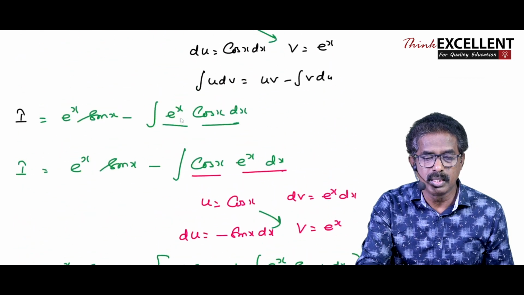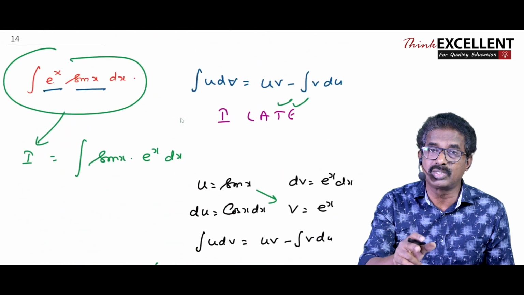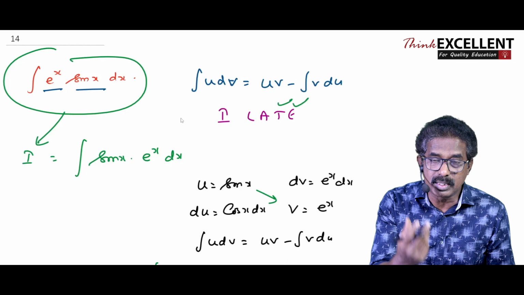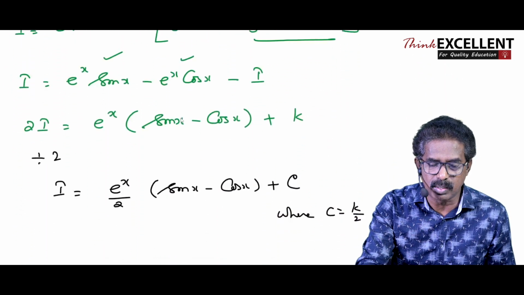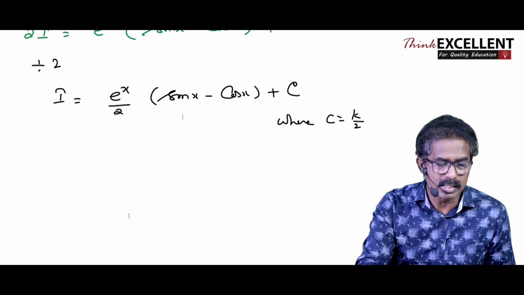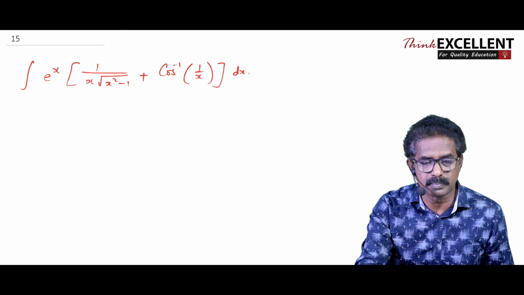Okay, hope you understood. இதில் questions they can change. e raised to x into cos x ன்னு வரலாம், e raised to 3x into sin 2x ன்னு வரலாம். Okay, they can change the question. So this is how we have to do. Okay, now let's move on to question number 15.